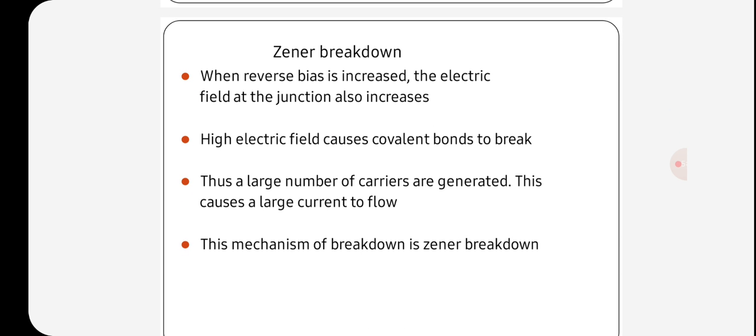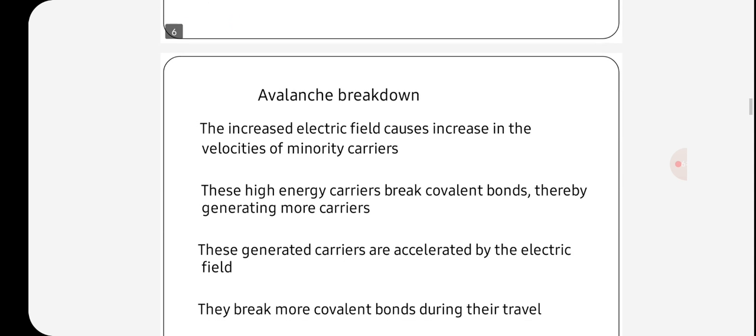When reverse bias is increased, the electric field at the junction also increases. High electric field causes covalent bonds to break, thus a large number of carriers are generated. This causes a large current to flow. This mechanism of breakdown is called Zener breakdown.